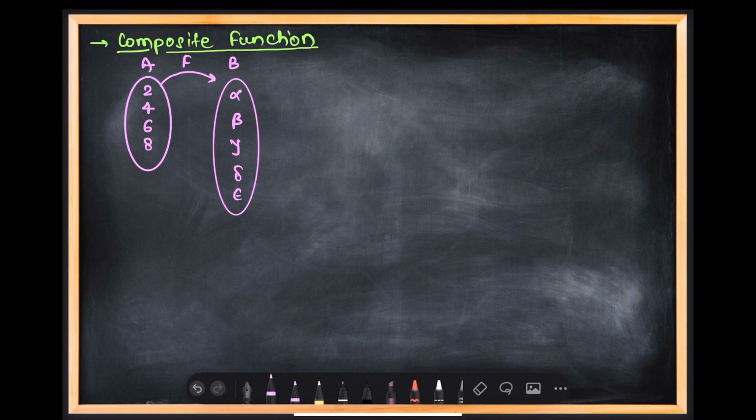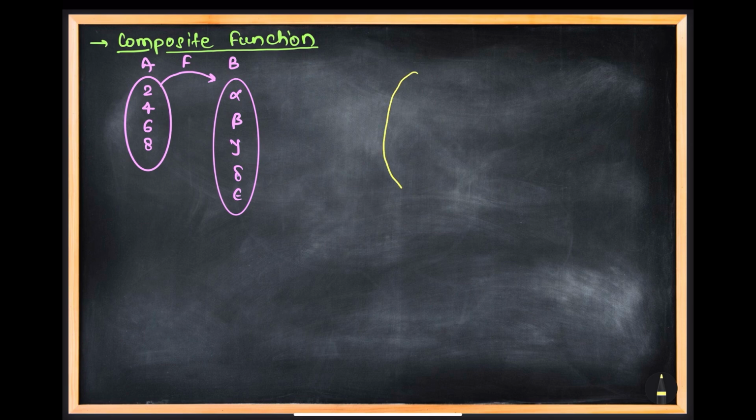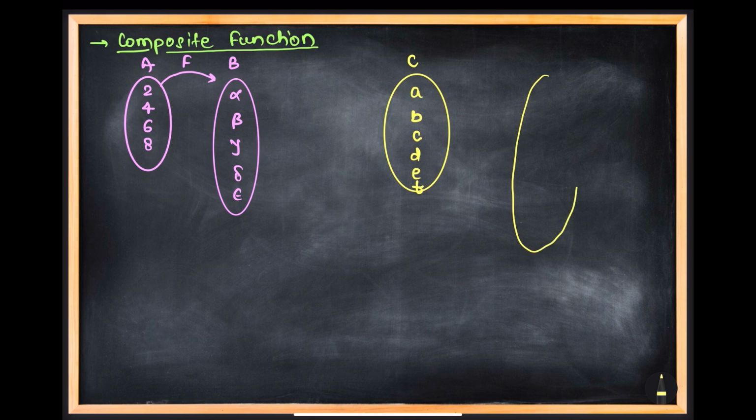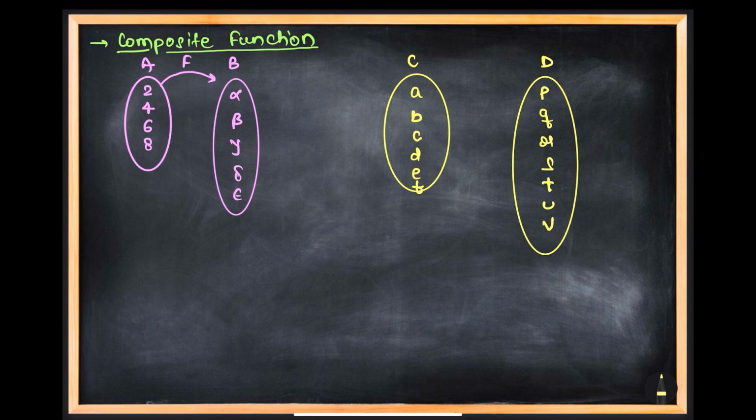Okay. Now we are introduced to another function named g. So look at this. Suppose we have set C. Let's write A, B, C, D, E, F. Okay. And this set C will be connected with D: P, Q, R, S, T, U, V.